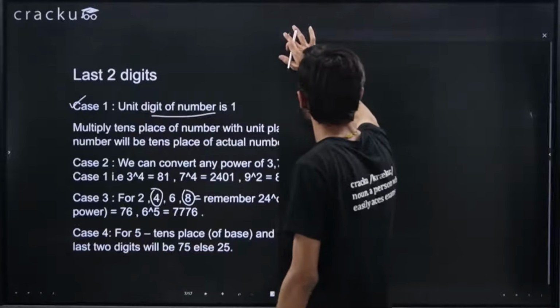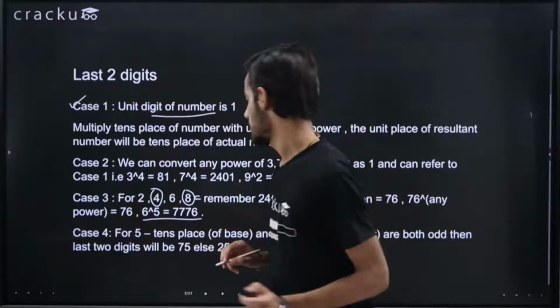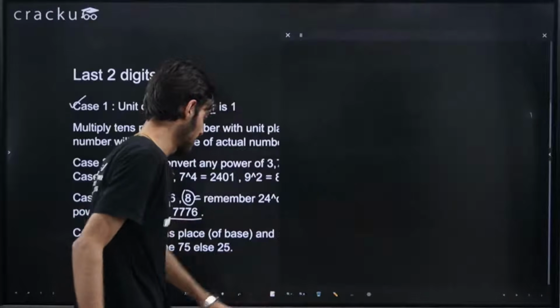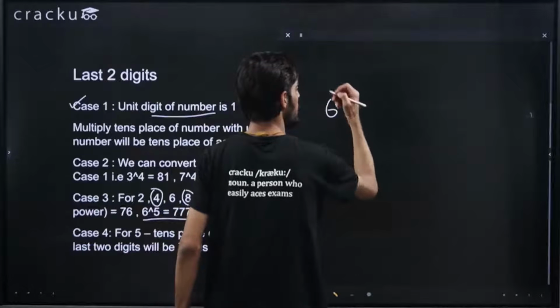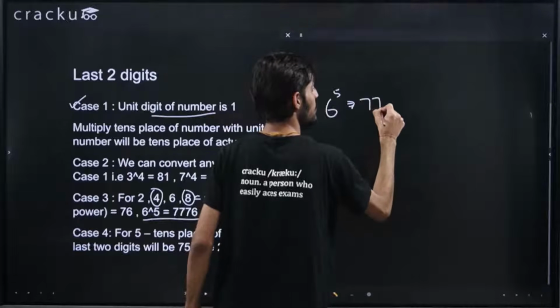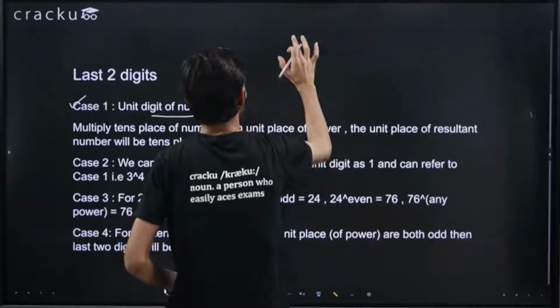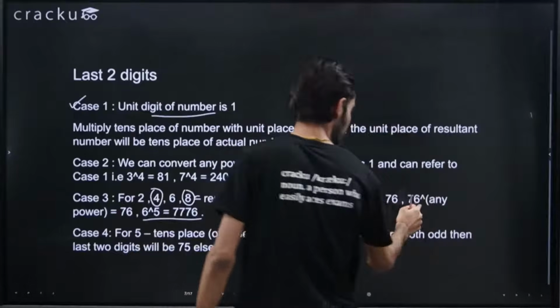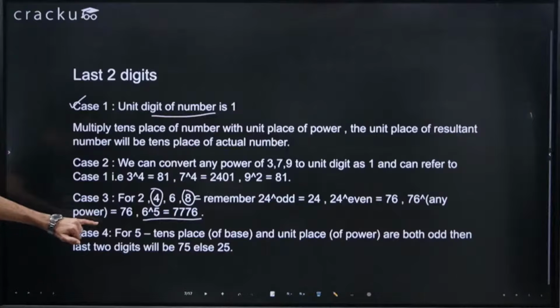And for 6, you need to just remember one thing, that 6 raised to the power 5 is 7776. That is, 6 raised to the power 5 will give me, sorry, 7776. Okay. And also one more important point is that here it is written that 76 raised to any power will give me 76.